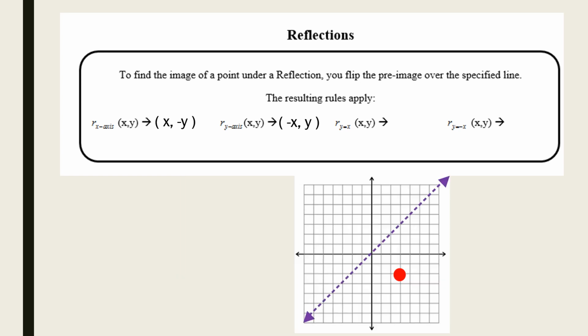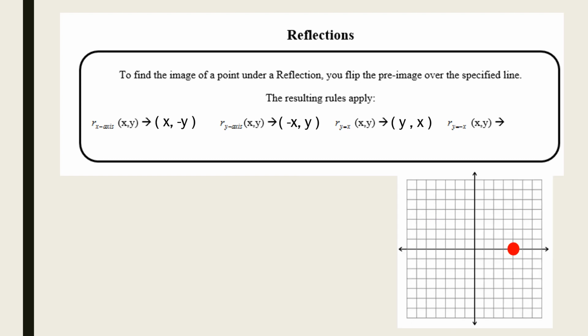Reflection over the line y equals x, you can see that right there. And all you're going to do for that one is swap x and y, so you're going to change where they are, change their positions. And then the last one is reflection over the line y equals negative x, so it's just the opposite line. And for that one, you're going to swap and change x and y. You're going to change both, not just one.